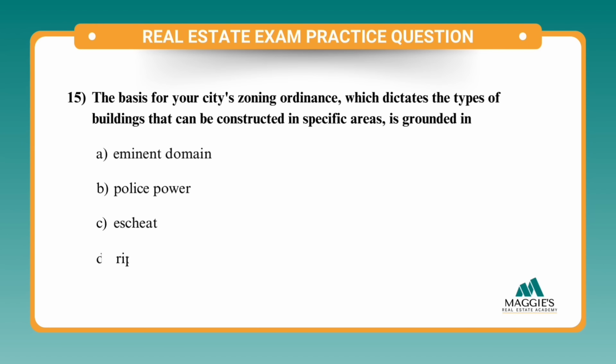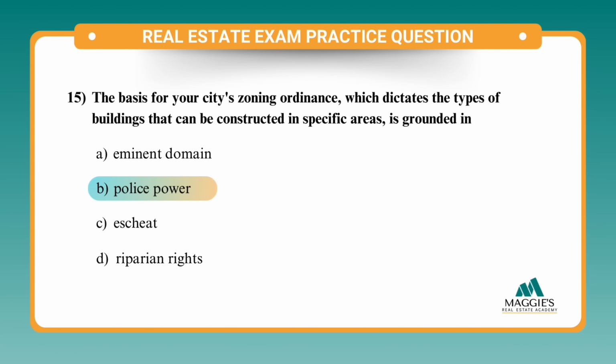All right, number 15. The basis for your city's zoning ordinance, which dictates the types of buildings that can be constructed in specific areas, is grounded in A, eminent domain, B, police power, C, escheat, or D, riparian rights. The correct answer is B, police power.